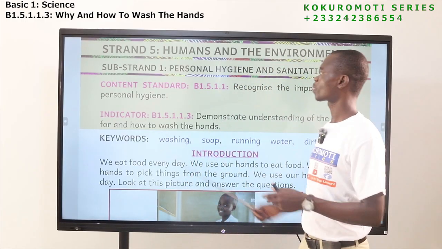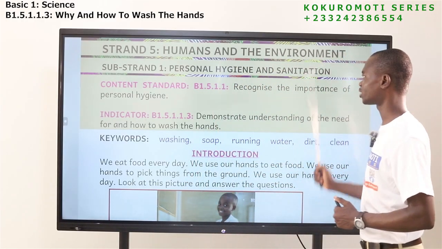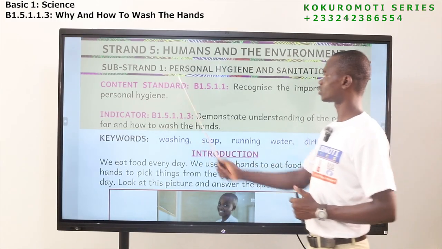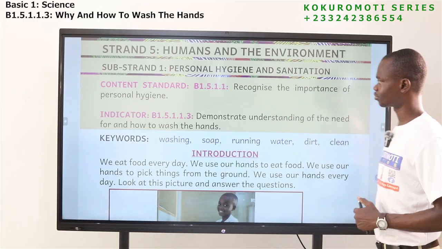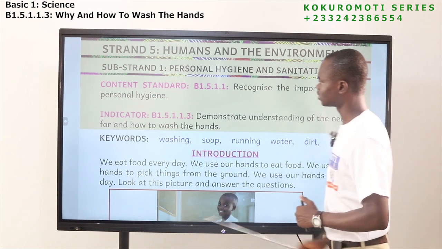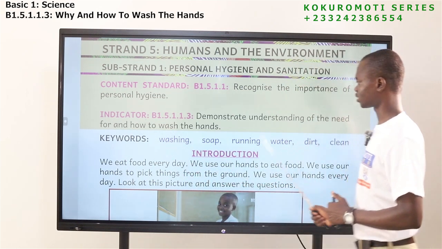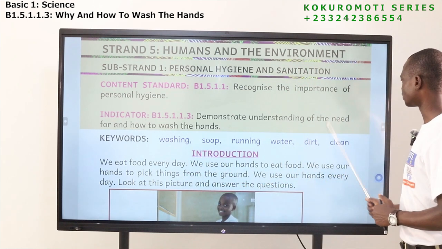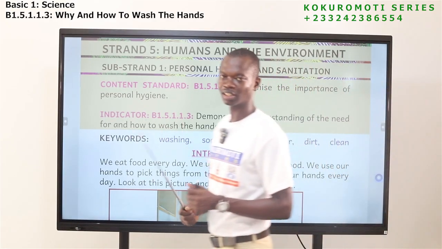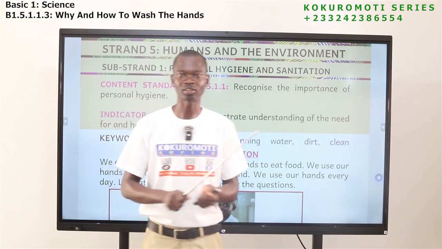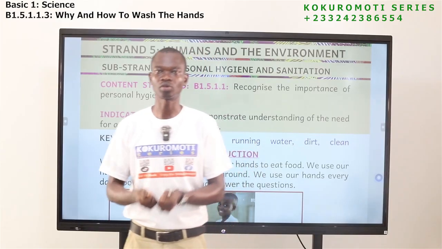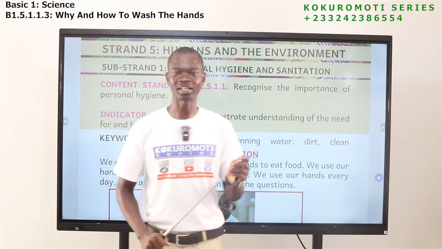Today we have strand 5, humans and the environment. Substrand 1 is personal hygiene and sanitation. The indicator is to demonstrate understanding of the need for and how to wash the hands. So today's lesson is about hand washing: why we have to wash our hands and how we should wash our hands.